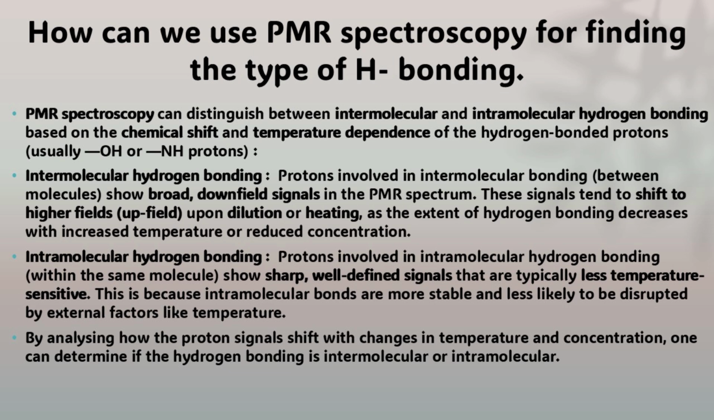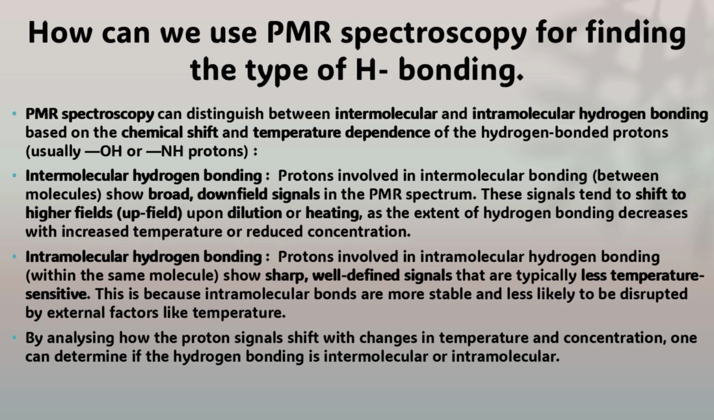Intermolecular hydrogen bonding, protons involved in intermolecular bonding between molecules show broad, downfield signals in the PMR spectrum. These signals tend to shift to higher fields, upfield, upon dilution or heating, as the extent of hydrogen bonding decreases with increased temperature or reduced concentration.